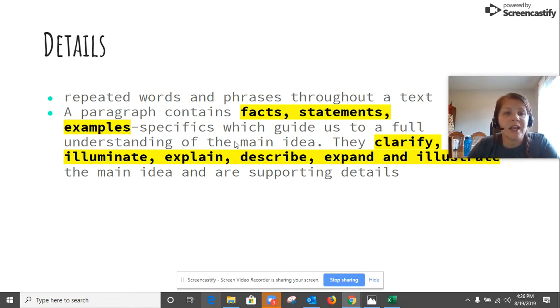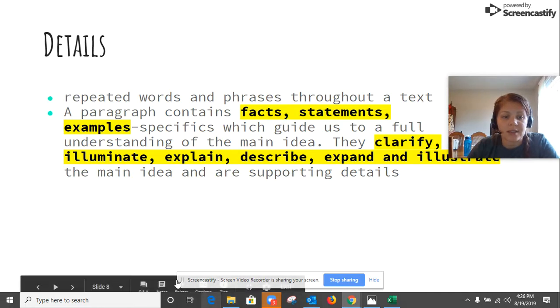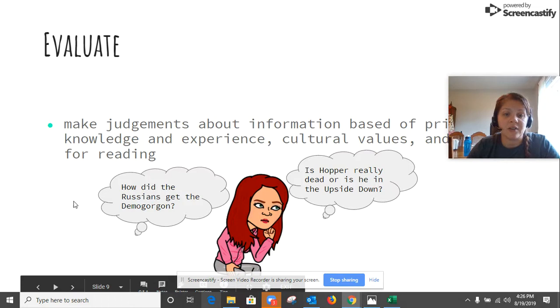So these details can appear as facts and statements and examples. They're going to clarify, illuminate, explain, describe, expand, and illustrate for us, so we totally get exactly what central idea the author is trying to portray.